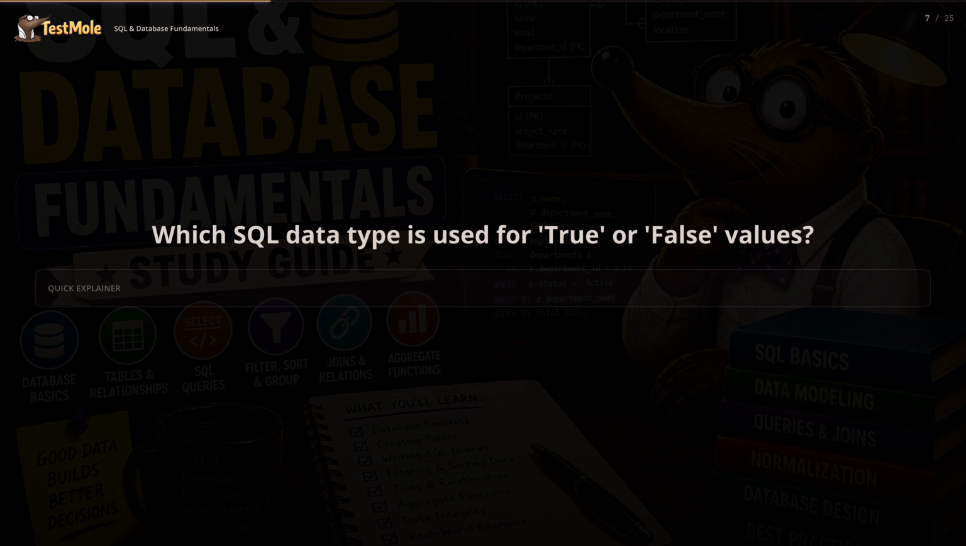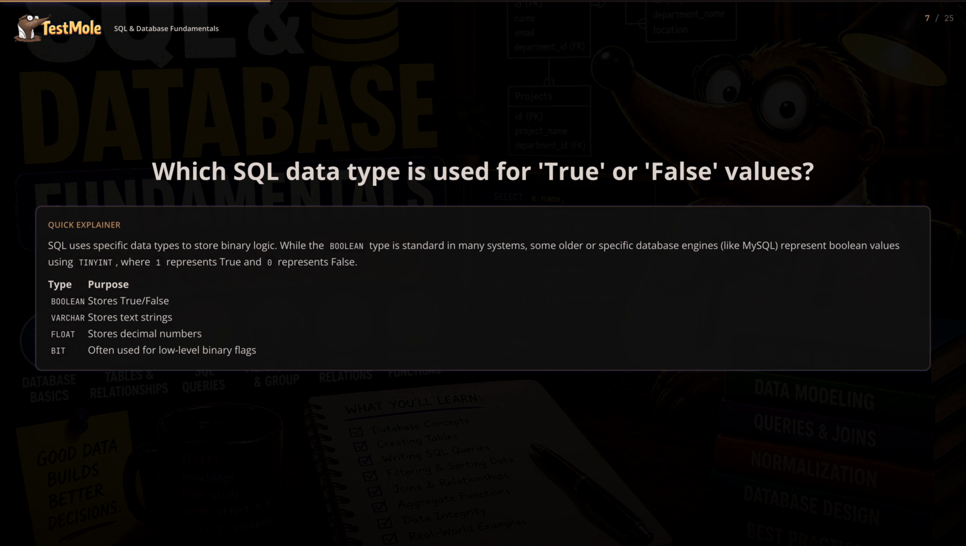Which SQL data type is used for true or false values? SQL uses specific data types to store binary logic. While the Boolean type is standard in many systems, some older or specific database engines, like MySQL, represent Boolean values using TINYINT, where 1 represents true and 0 represents false.